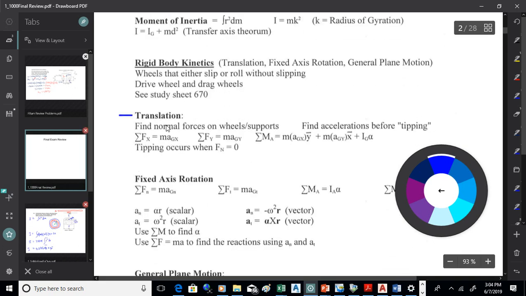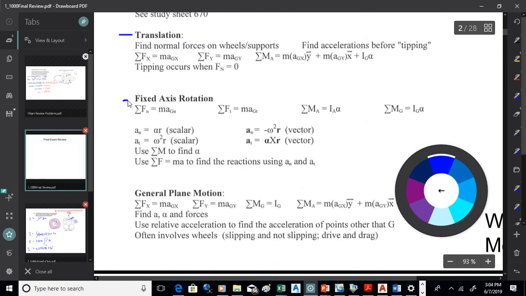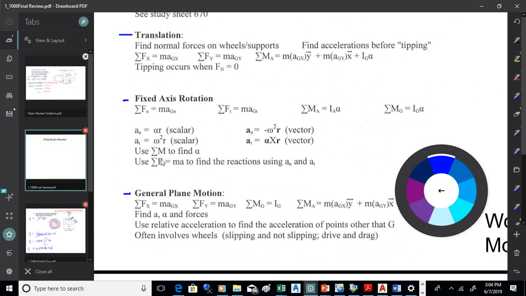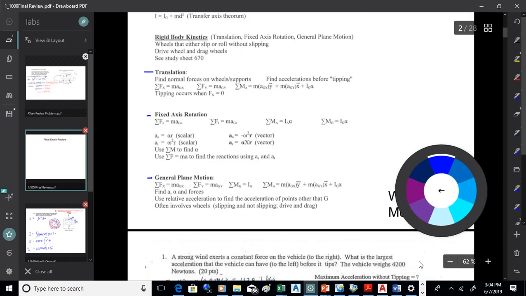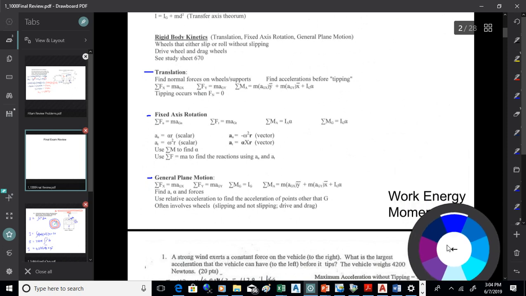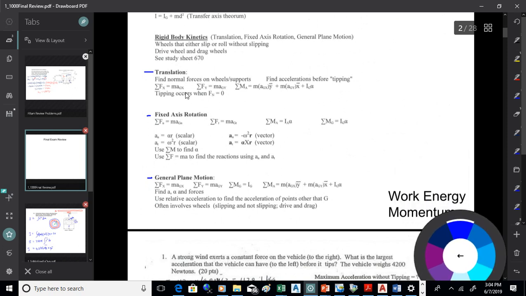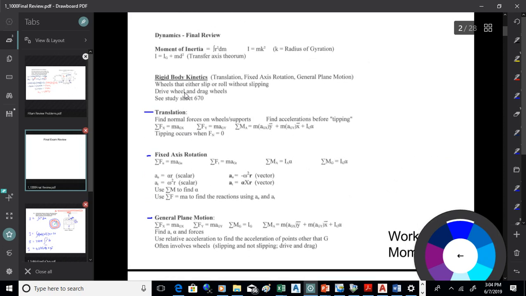We're doing this rigid body kinetics. So translation, fixed axis rotation, and general plane motion. Those are the things that we've been covering. So you want to be comfortable working with those. You want to be able to identify them for what they are, and then go through a solution process. So this translational stuff, it's like something moving across a surface, and you either want to find reactions or look at tipping.